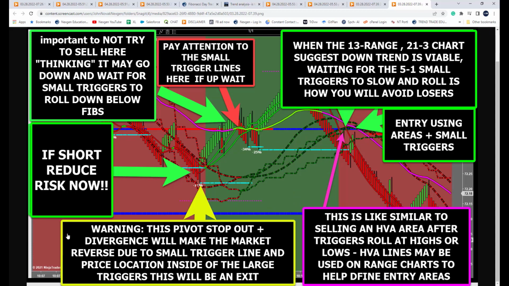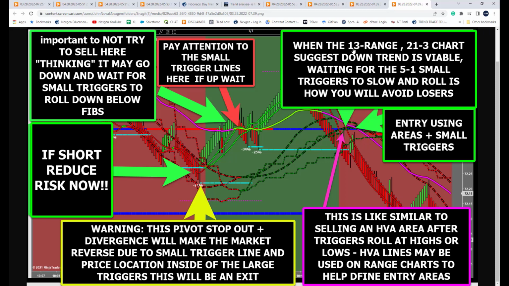Let's look at this yellow one down here at the bottom. This is the pivot stop out that has small triggers inside of the large. That divergence is going to take you out of your short trade, right? So you'll be short and then you'll be like, darn it. But you won't lose any money. And then you're like, I know it's going down. My 13 range, my 13.2 mid bands and fibs, my 21.3, everything says we're going down. I want to go short, darn it. A lot of people make the mistake of going short here, only to get run over, lose money, and then it goes down anyway.